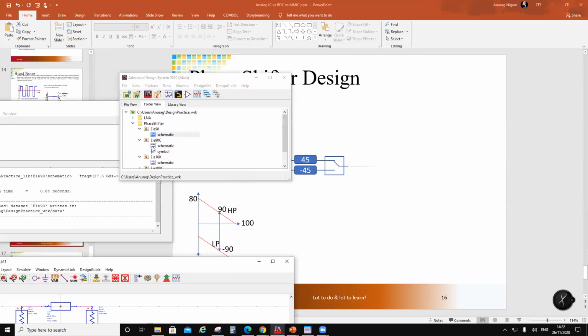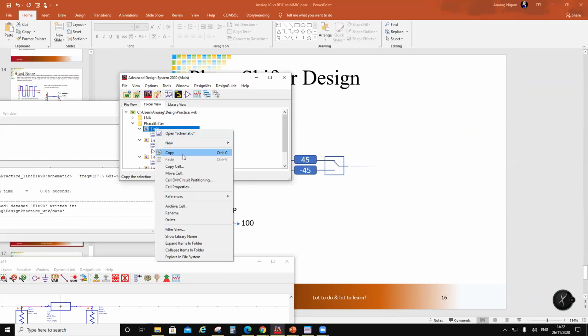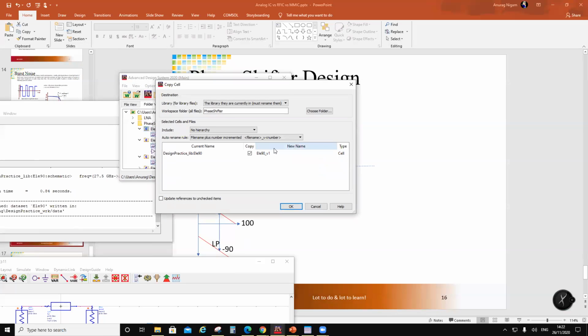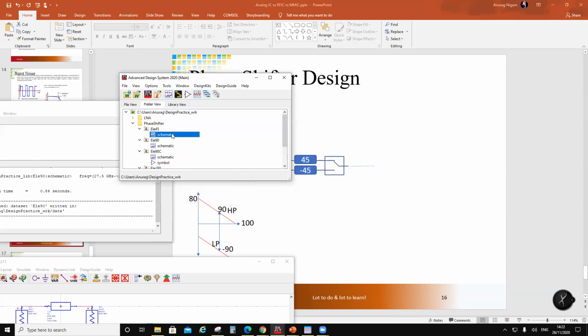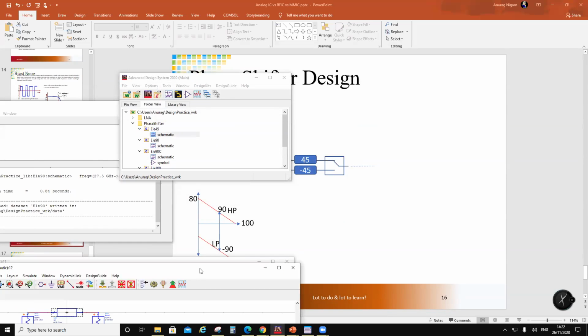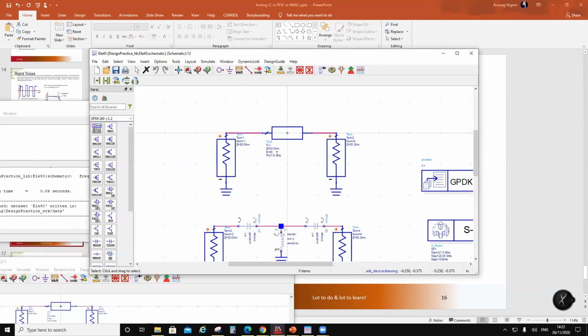Now let's do 45. So I'm going to take this one, new, and I'm going to say copy cell, and I'll do an element 45. Okay, so element 45, I am going to go here and change this. This will become 22.5.